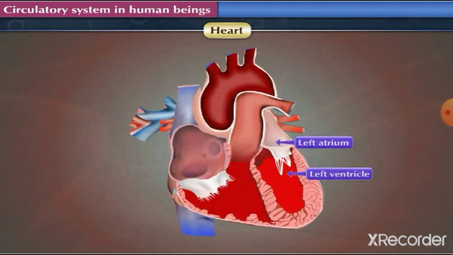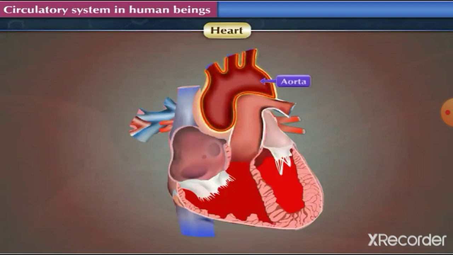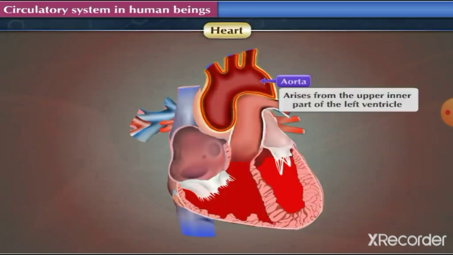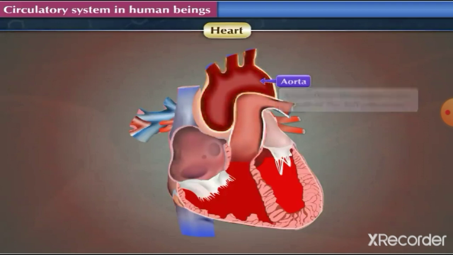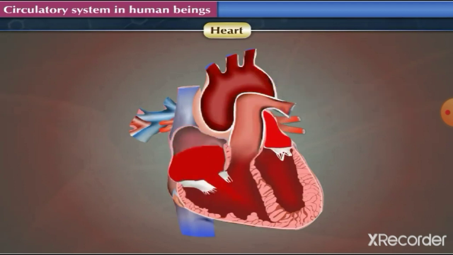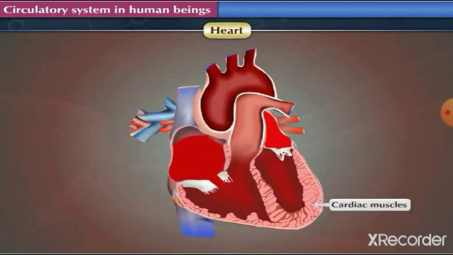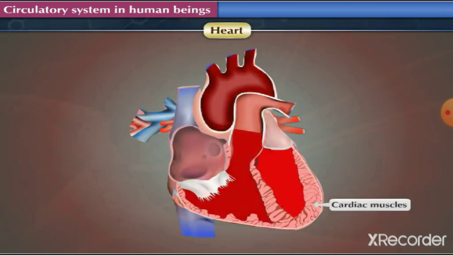The opening between the left atrium and the left ventricle is guarded by mitral valve, also known as bicuspid valve. A main artery, or the aorta, arises from the upper inner part of the left ventricle. Aorta carries oxygenated blood which is distributed to all parts of our bodies. This continuous flow of blood throughout the heart is possible due to continuous contraction and relaxation of cardiac muscles present in the heart.